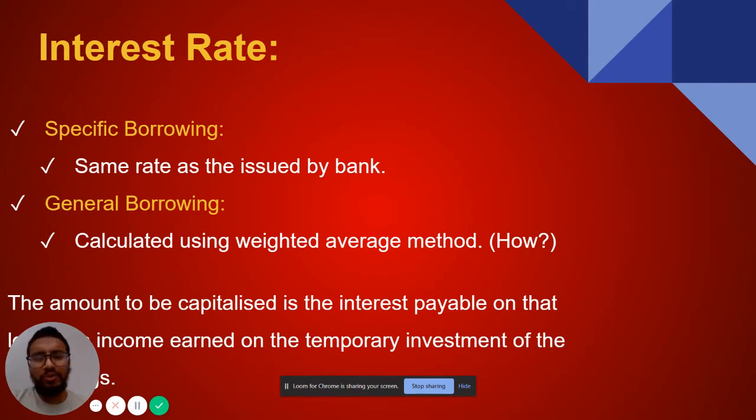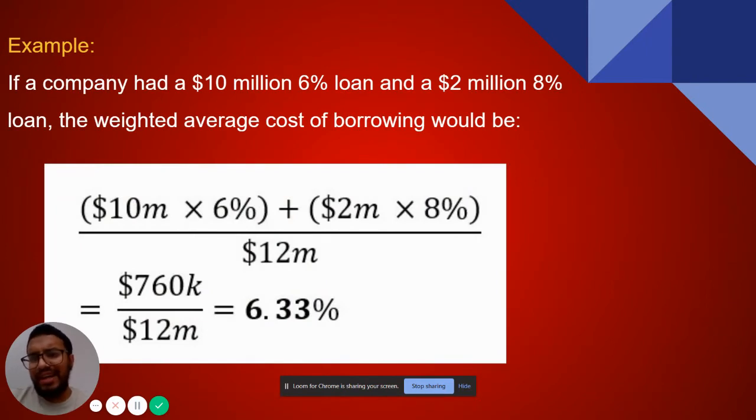Okay, so how do we calculate the weighted average method? Basically, if a company had a 10 million loan at 6%, and a 2 million loan at 8%, these are two different interest rates. So how do you account for that? Our total borrowing is 12, right? That will be in our denominator, as you can see in the slide as well. And then in the case of loans, what we do is 10 million into 6%, 2 million into 8%. This will give us this much amount of interest expense annually. So for this total amount, the interest will be this much. That means our average will be 6.33.